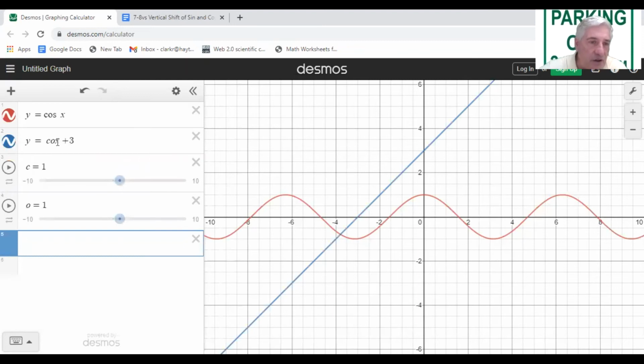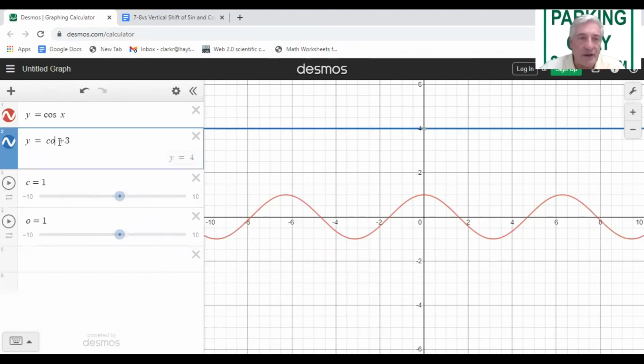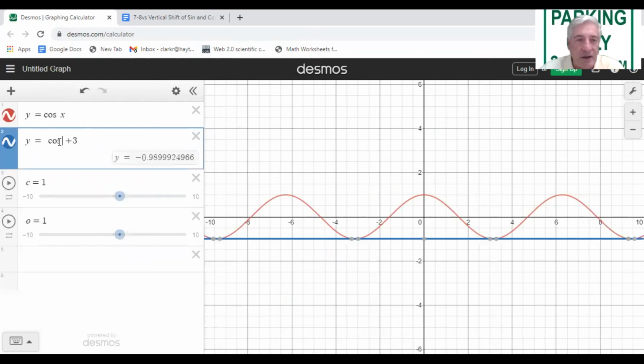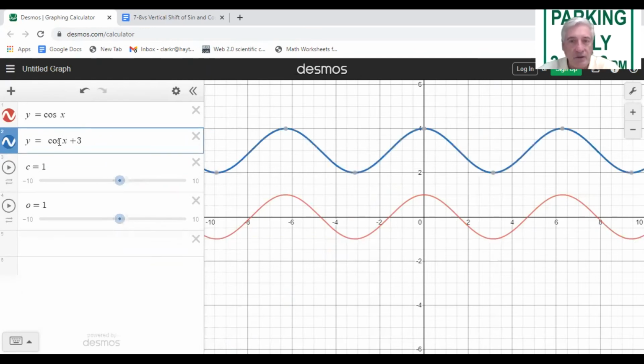Y equals cosine x plus 3. What did we do? Everywhere there's a 1, we went up to 3. But we didn't change the amplitude. Everything that's now 2 was at -1. So all we did was move our graph up 3.